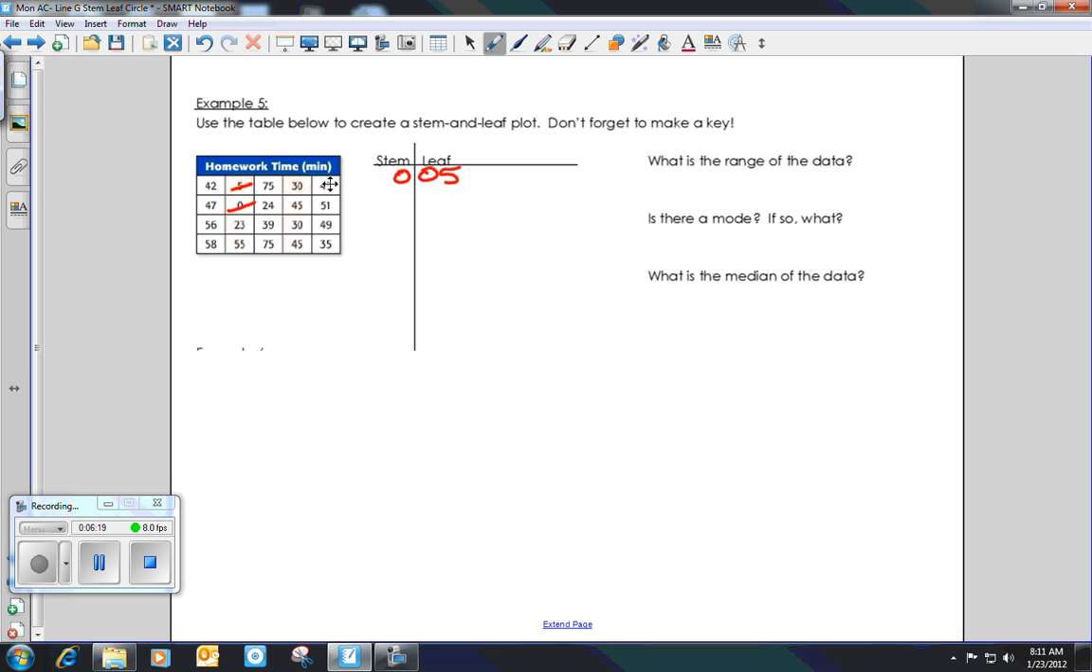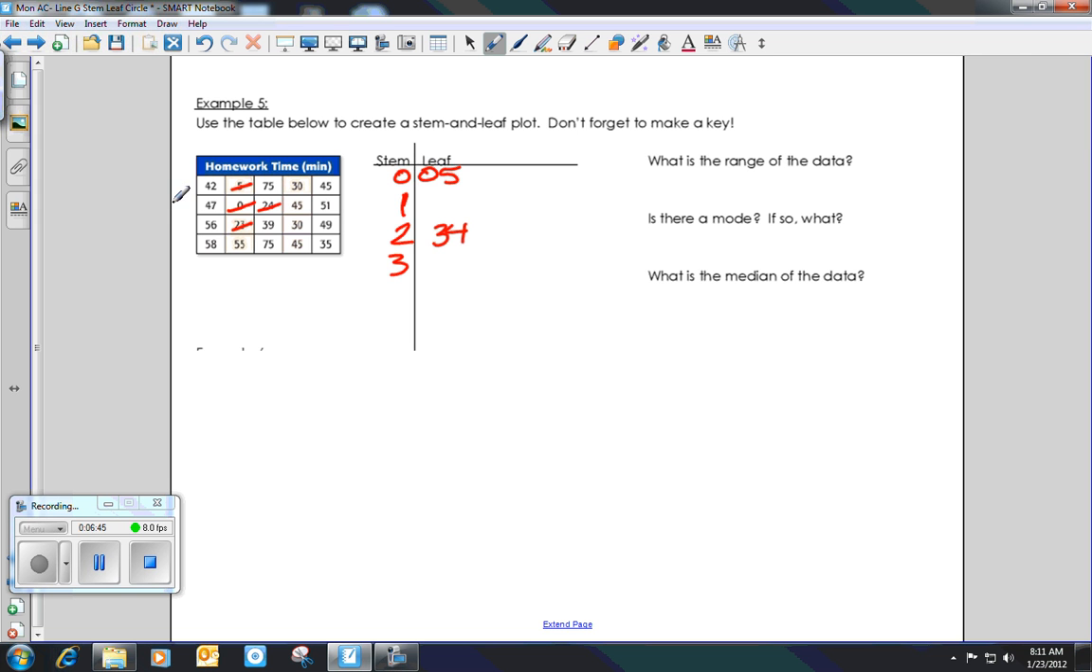Now let me look and see if I have any teens or tens. And I don't see any tens here. I am going to put a stem of a 1 over here, but my leaves are going to be blank, which means that I have no tens places. So now I'm going to go on to the 20s. So I have a 24, so that's a 2 and a 4. A 23, that's a 2 and a 3. I'm going to try and put them in order. And that's it for my 20s.